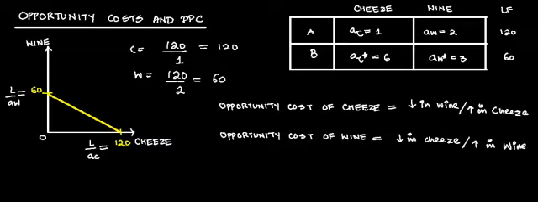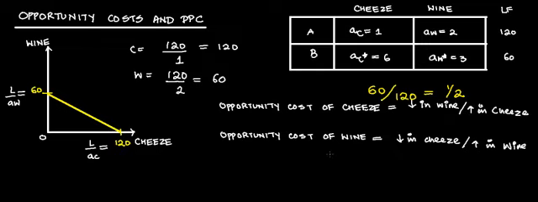So opportunity cost of cheese would be, in case country A is using all its labor in order to produce wine, that would mean 60. If it is using all its labor in order to produce cheese, that would mean 120. So opportunity cost of cheese is half of wine.